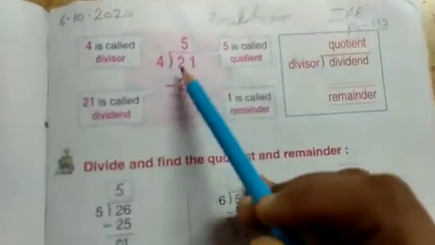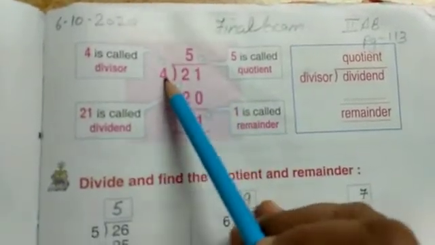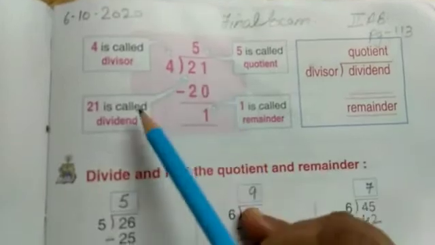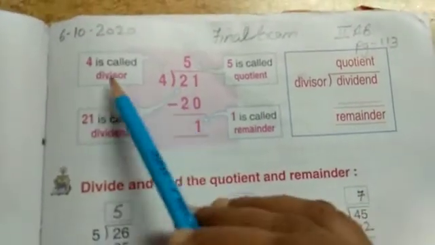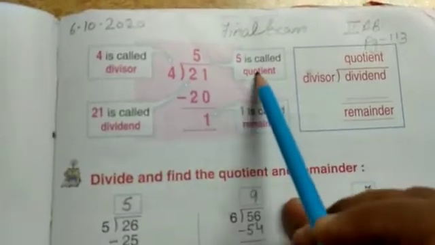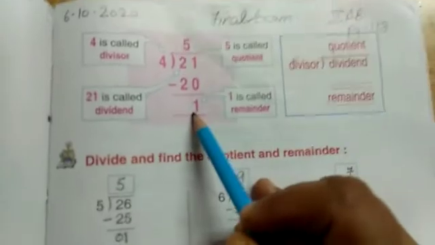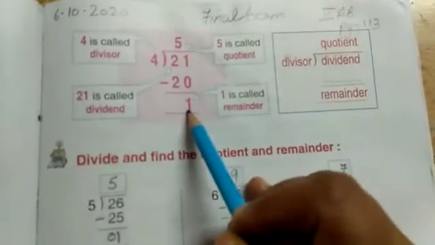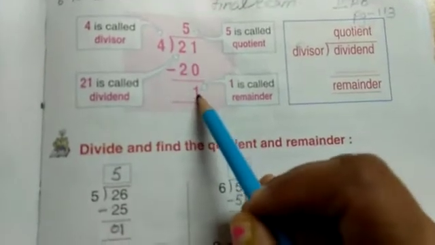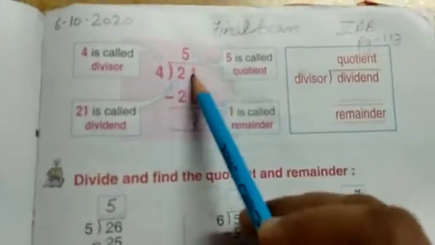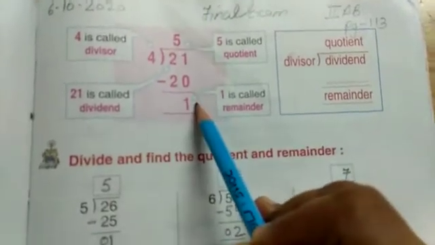Okay, children? Now let me explain this to you quickly. Can you see this sum, 21 divided by 4? 21 is called the dividend. 4 is the divisor. 5 is called the quotient, and here 1. Can you see 1? This is called the remainder. Yesterday the sums we did, we were getting 0 as the answer, so there was no remainder. Now today we are getting 1 here. So this is called the remainder. This is the dividend, this is the divisor, this is the quotient, and this is the remainder.